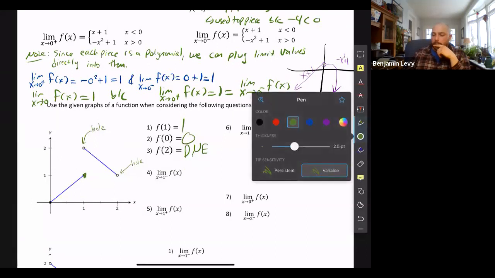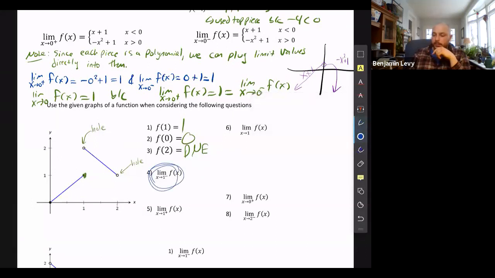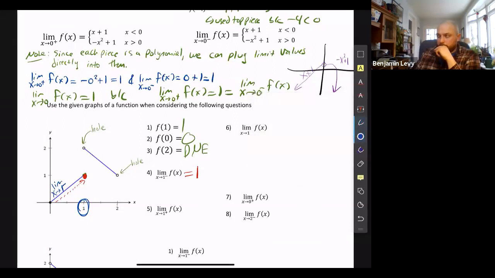If we're looking at the left-hand limit, which is the first one right here, I'm going to draw where that is on the graph. So we're approaching 1, and if we want to approach 1 from the left, we're walking along this part of the graph towards this location. And so the limit as x goes to 1 from the left is 1. Is that okay? That's like doing it this way.